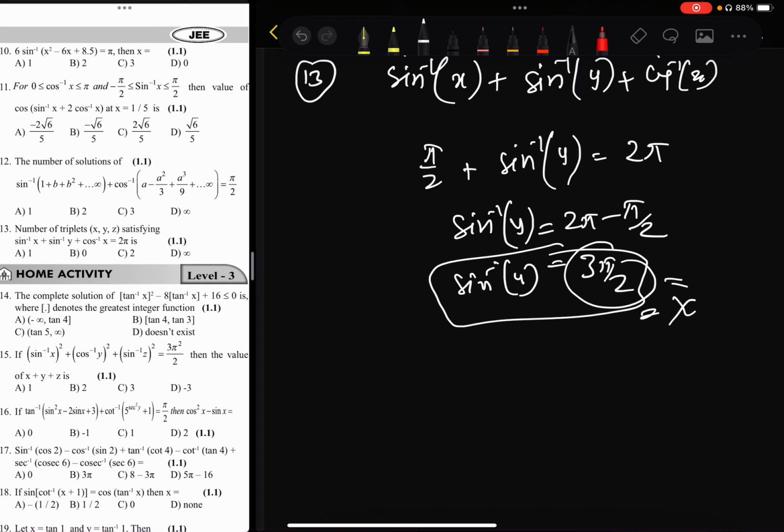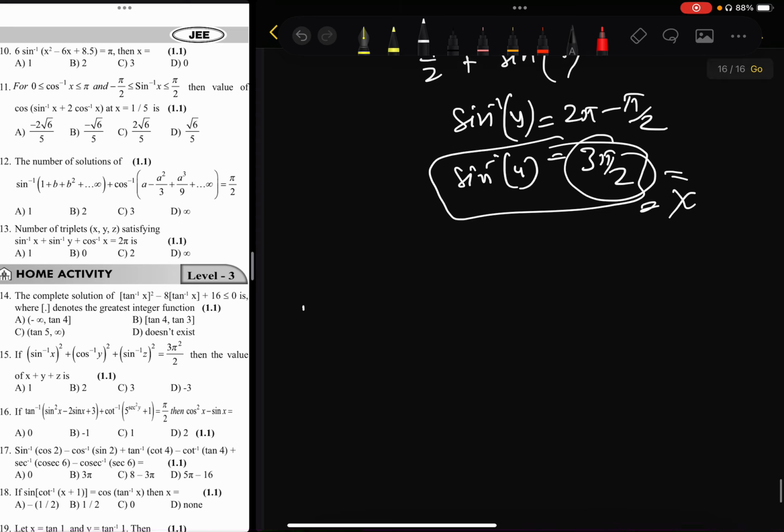This question 15 we have discussed in the class, a similar problem. Question number 16.